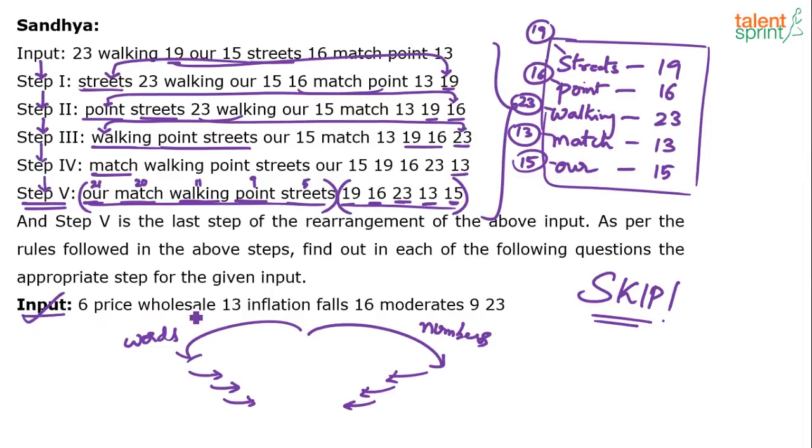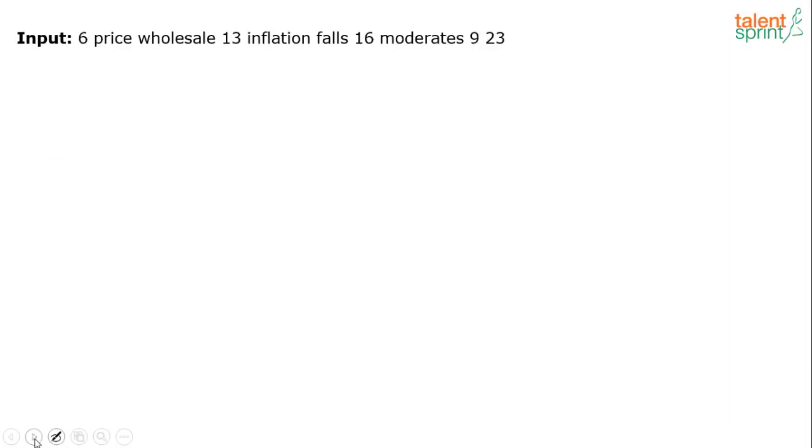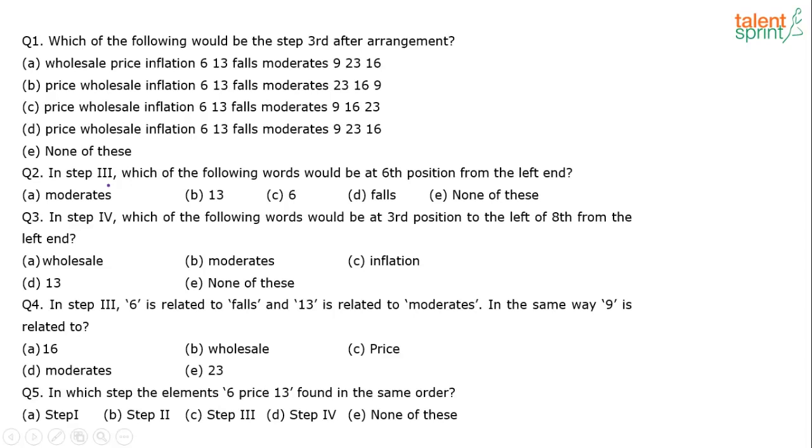So one input is given to us now: 6, price, wholesale, 13, inflation, falls. So we have to rearrange this input in the same fashion and then get the answers. Now, if you have gone through the videos of machine input output, I have told you that one easy way to solve such questions is to go by arrows and cancellation. Cancel the word and represent its movement using arrows. But if I look at the set of questions asked here, questions have been asked in such a way that I better know the actual sequence in the actual positions.